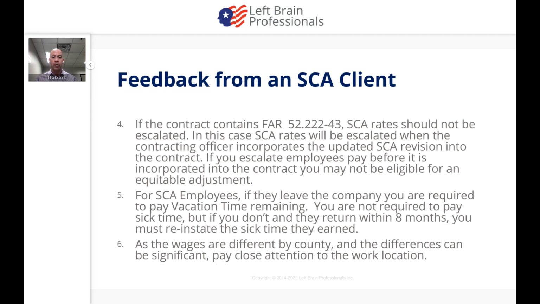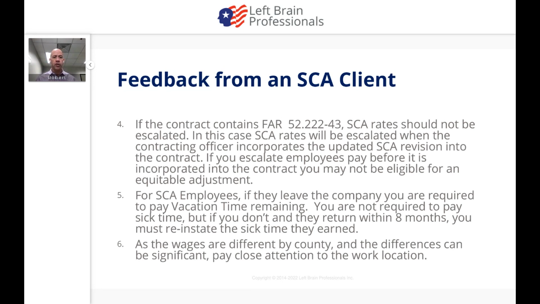Note that if you escalate employee pay before it is incorporated in the contract, you may not be eligible for an equitable adjustment. I think this ties back as well to Dave's question, and we have a little bit of a timing issue in that, certainly we have to make sure that the contracting officer is including it. And Dave, you've got a question that I'm not sure that I can provide the best answer to. Maybe the best answer is that the contracting officer absolutely has to do the mod. Whether they should be doing the mod when the wage determination is released or when the option is exercised is a little unclear to me at the moment, but I'll try to get you an answer on that.